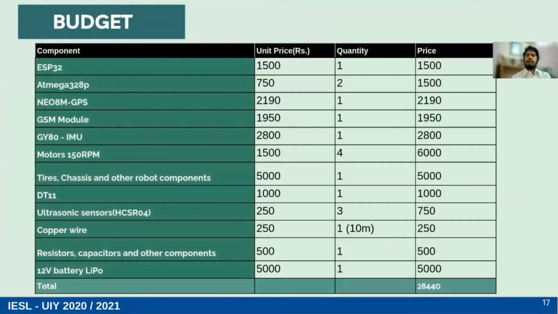The budget as of now is around 28,440. This consists of the ESP32, the two NML chips, and the 12-volt lithium polymer battery of 10,000 milliamps.